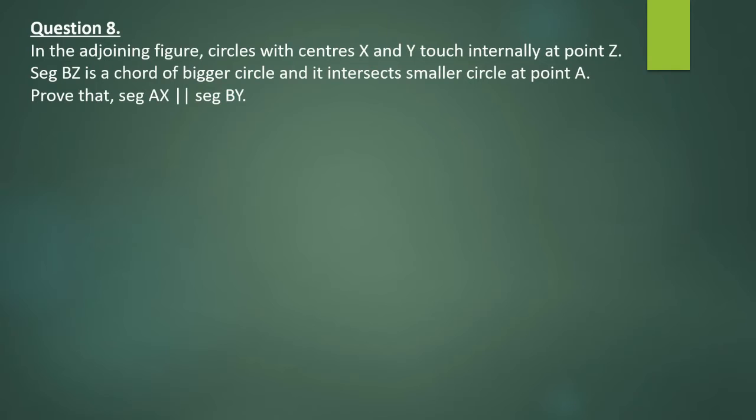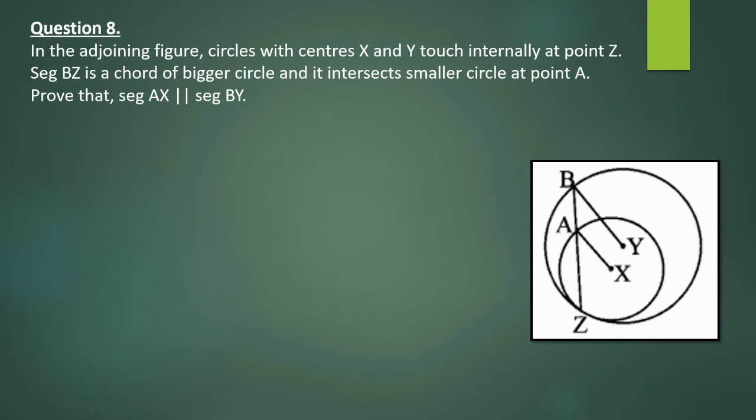Question number 8. In the adjoining figure, circles with centers X and Y touch internally at point Z. Segment BZ is a chord of the bigger circle and it intersects the smaller circle at point A. We have to prove that segment AX is parallel to segment BY.